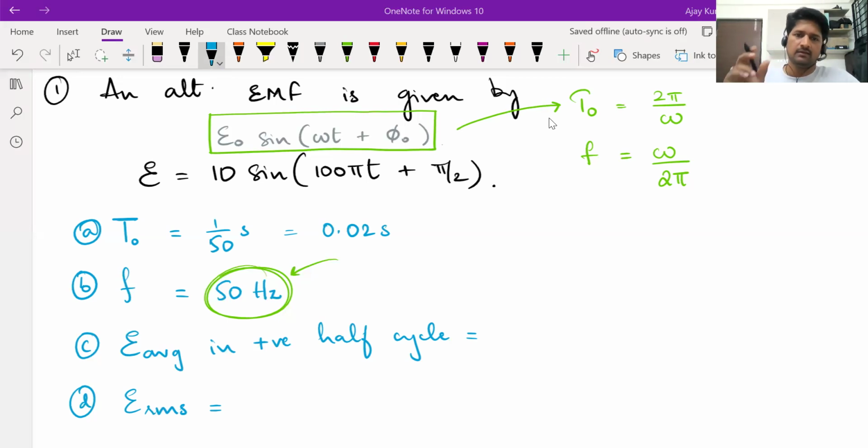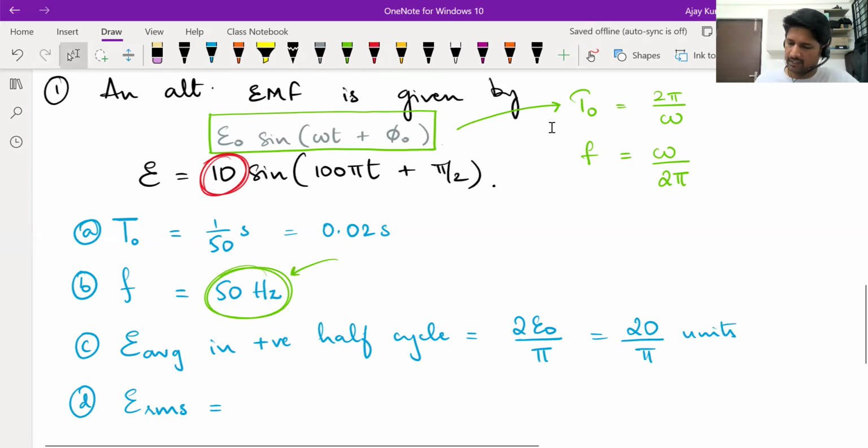Simple. See, positive half cycle. The average of the sine function in the positive half cycle is 2 by pi. When the sine function is multiplied with E naught, then the average becomes 2 E naught by pi. And E naught is the peak EMF, which in this problem is 10. So 2 into 10, 20 by pi. Whatever is the unit for E, same unit you'll use here. I'll just write units.